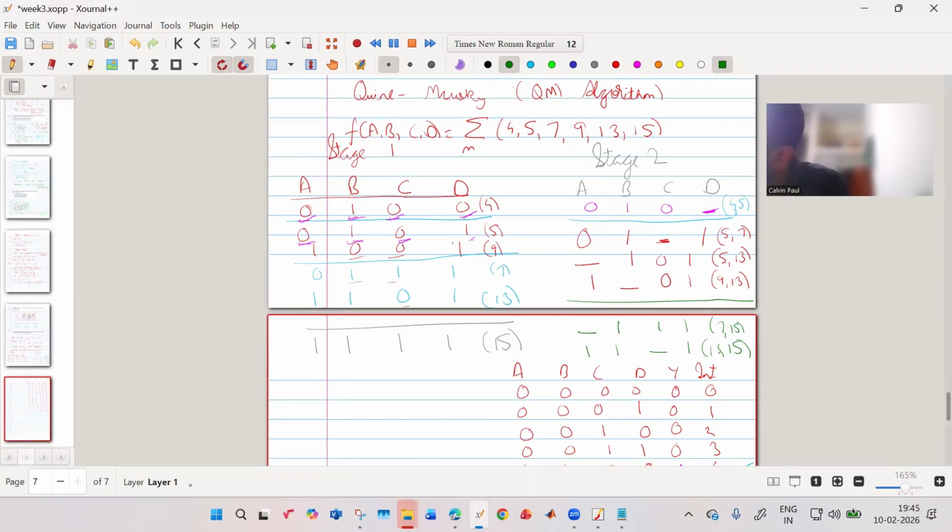So you used 4? Yes, you have used 4. Have you used 5? Yes. Have you used 9? Yes. Have you used 7? Yes. 13 you have used? Yes. 15 you have used? Yes. So now we have gone from stage 1 to stage 2. Like we are narrowing down.